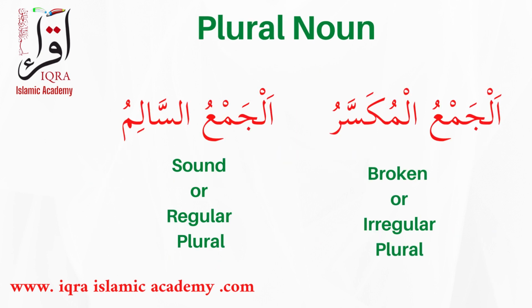There are two types of plural noun. Al-jam'u al-mukassar, al-jam'u al-salim. Jam'u al-salim means sound or regular plural. And jam'u al-mukassar means broken or irregular plural. Jam'u al-salim.